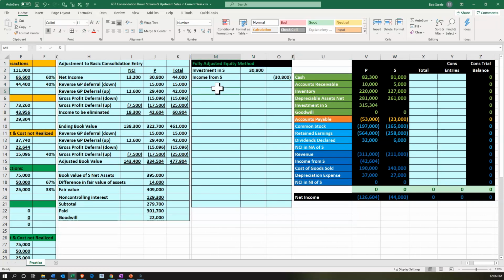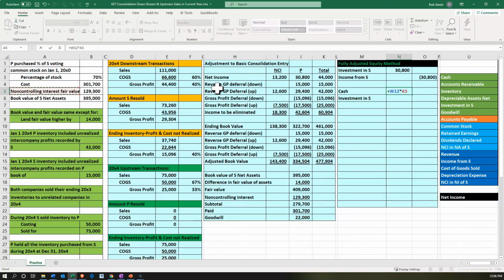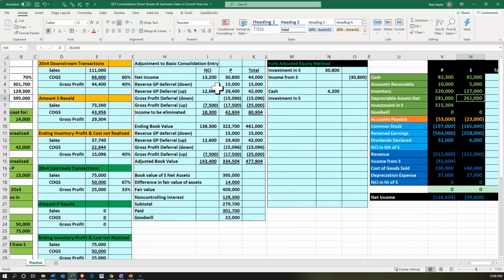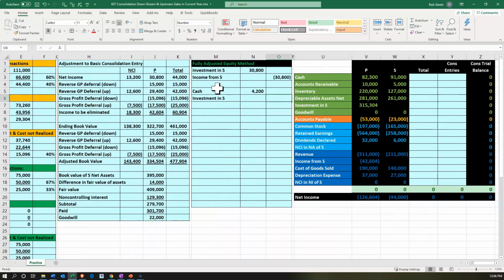And then you would think that P would have gotten cash for the dividends that went out from S to P, and they would increase cash, and then the other side would go to the investment account. Again, normal kind of equity stuff. The dividends that went out were equal to the 6,000 from S. How many did P get? 70% of that, because they own 70%. And so that's going to be the normal thing.